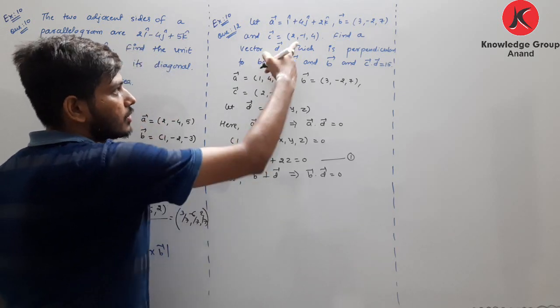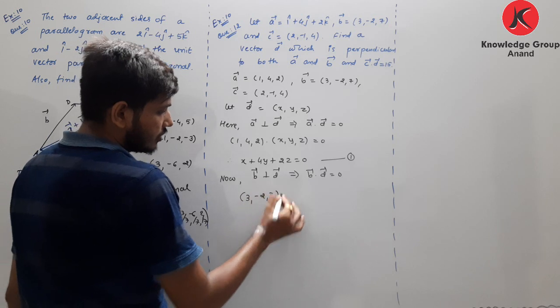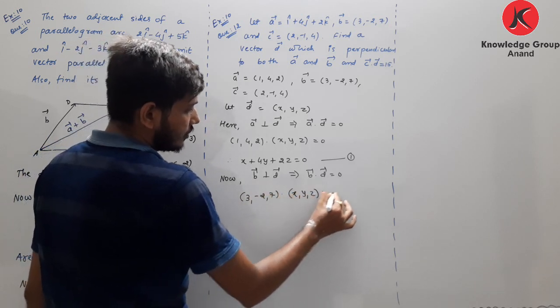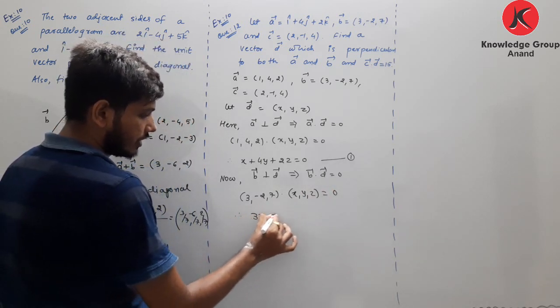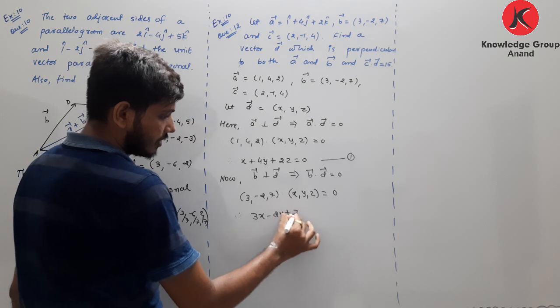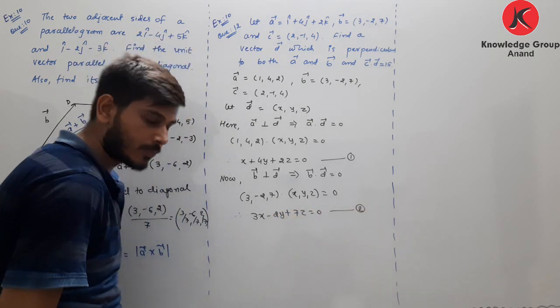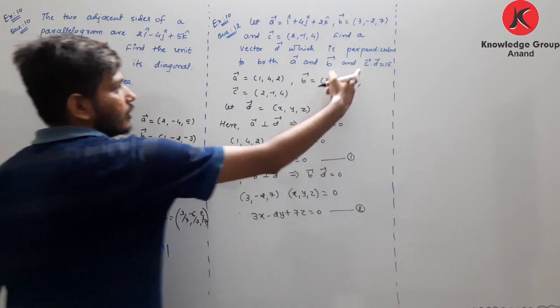So what is b vector? (3, -2, 7) dot d vector (x, y, z) equals 0. Now simplify this: 3x - 2y + 7z = 0. This is equation number 2. The first equation and the second equation are ready. Now we are going for the third equation.